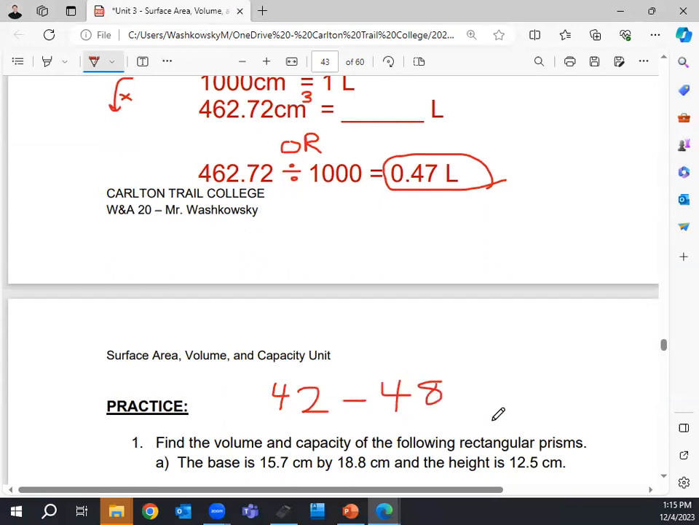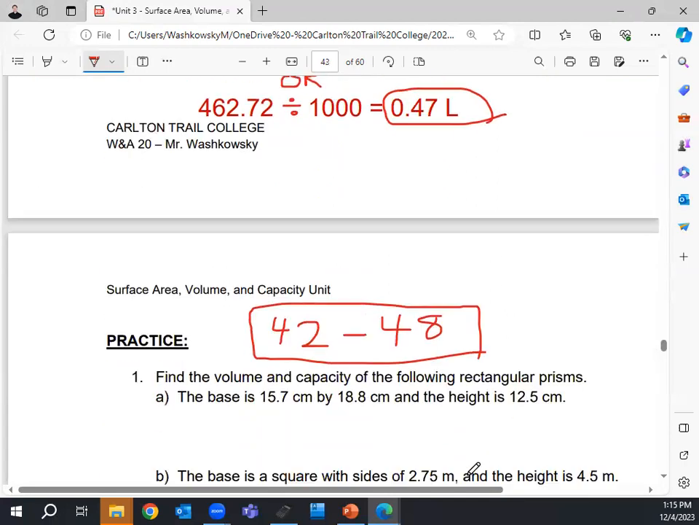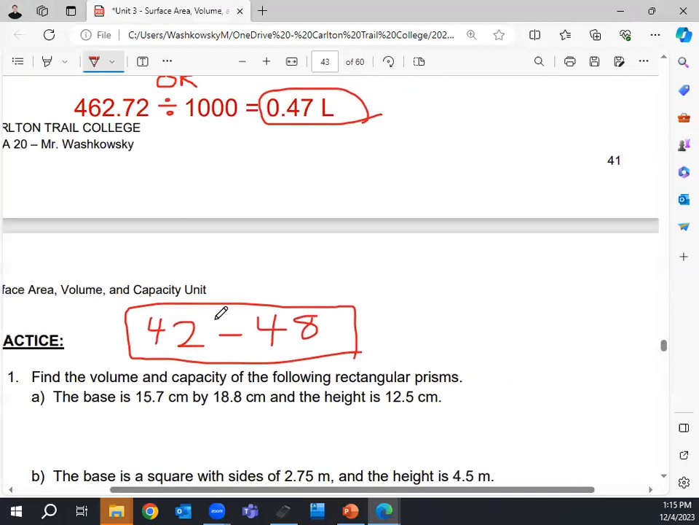If you're not sure, please ask for help. Because the two really important skills we need from this are understanding how to find that base, set up that formula correctly, and then learning how to turn volume into capacity. Those are two really important skills we need to be successful tomorrow. So you have time to work on questions from pages 42 to 48.